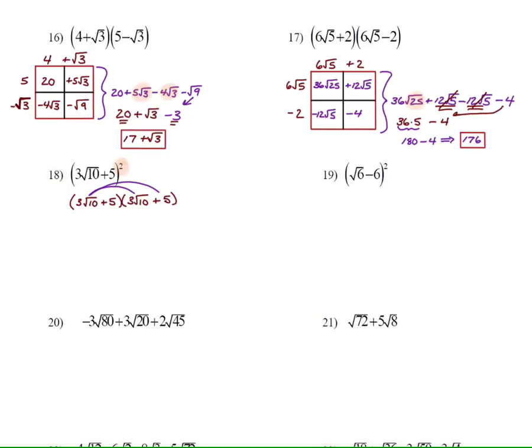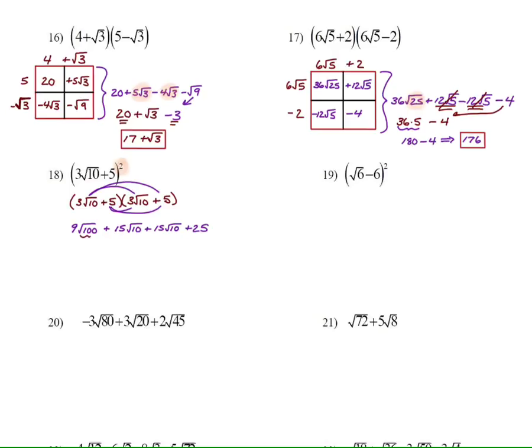3 root 10 times 3 root 10 should be 9 root 100, and I'm going to leave it like that for now. And then I have to take that 3 root 10 and multiply it by positive 5, so I should get positive 15 root 10, because I multiply 3 and 5 on the outside. And then I'm going to take that plus 5 in the second term of the first binomial, and I'm going to distribute it to both terms of the second binomial. So I get 5 times 3 root 10, which is 15 root 10 again, and then 5 times 5 is 25. Those are the same 4 terms you'd get if you just drew a box. But this is just the other kind of way to handle it.